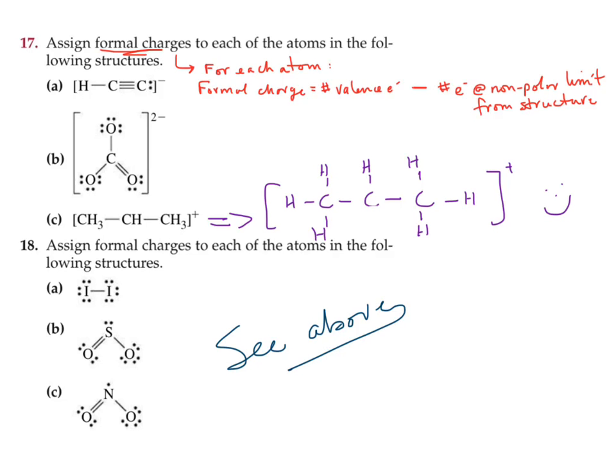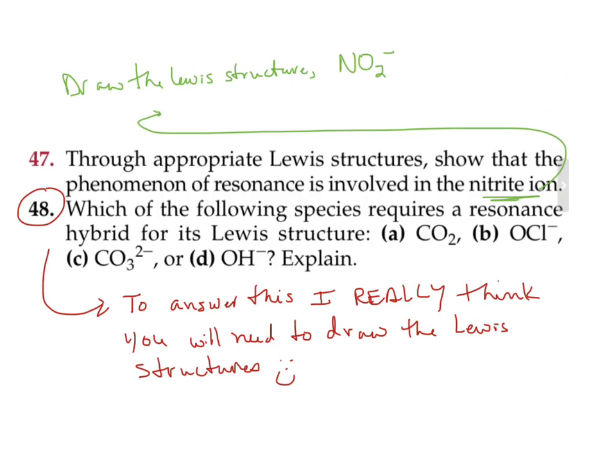Okay. Any questions? That's the one that will be posted. Okay, so for 47, you're going to see that of those 2 oxygens, you can swing from either oxygen. So for 47, I would just write the Lewis structure A and the Lewis structure B, and they are going to be kind of similar to that formate ion. And for 48, to answer this, I really think you will need to draw the Lewis structures, because basically they're looking at which of these would have possible different resonance structures.